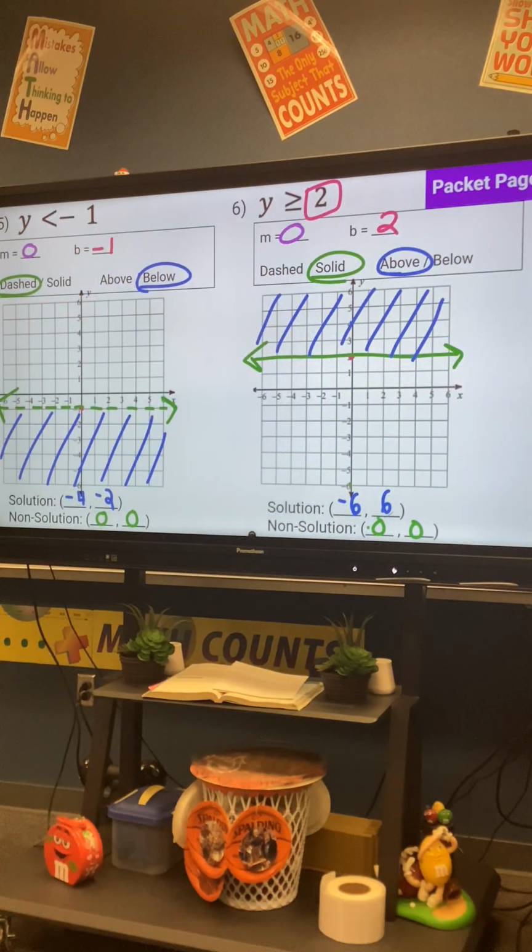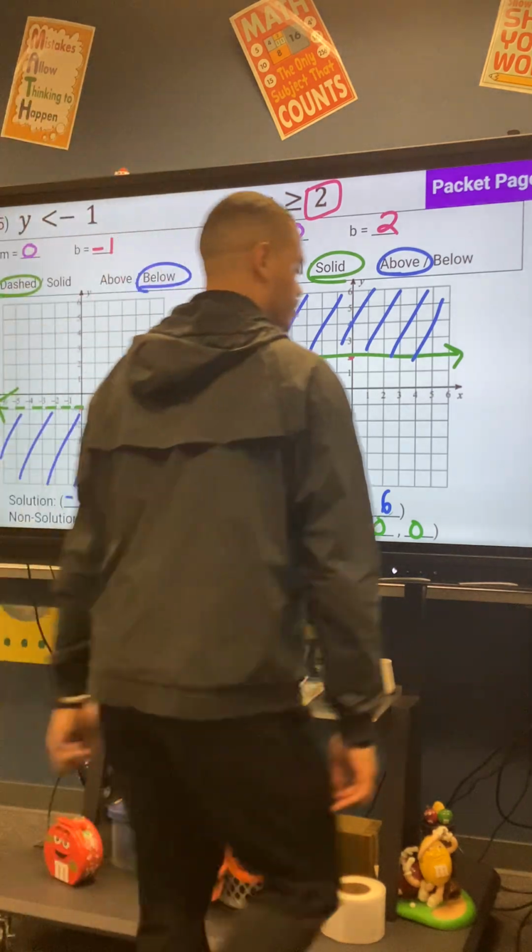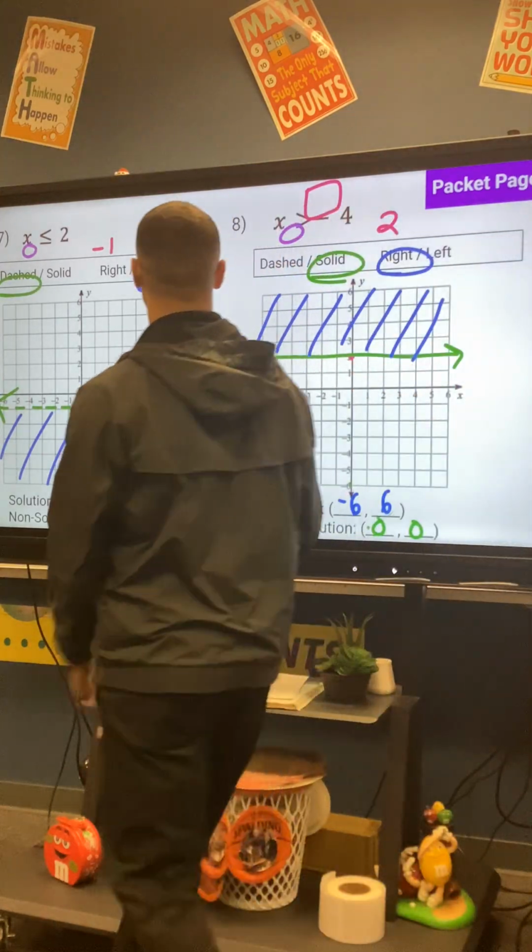Everybody good on the inequality signs? What they may tell you to do? Say above, say below. Good. I can move on to the next one. This is where it's going to get a little tricky.